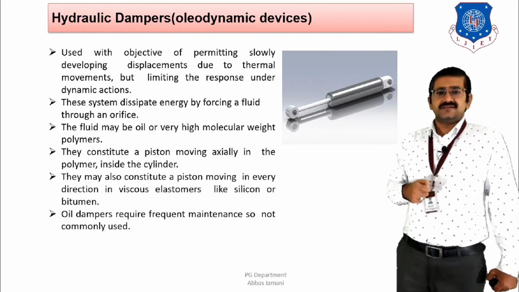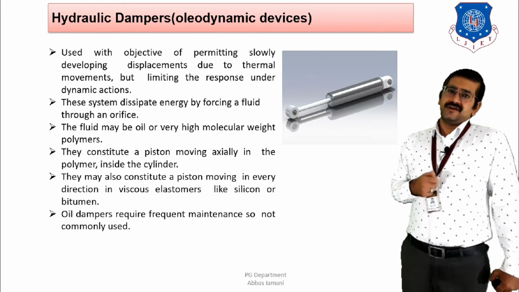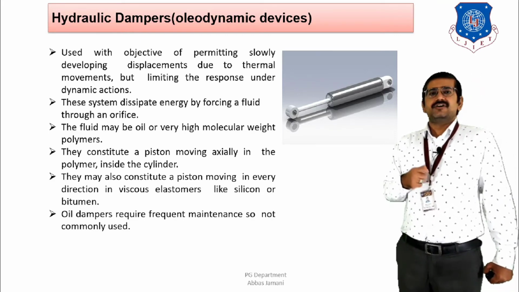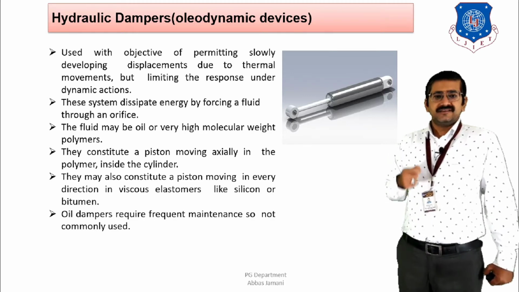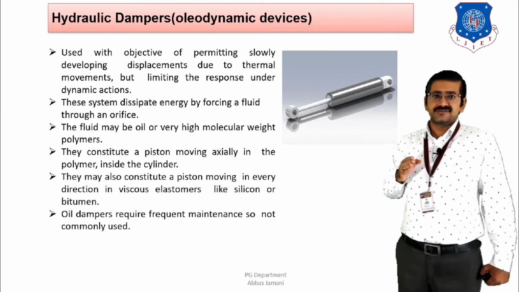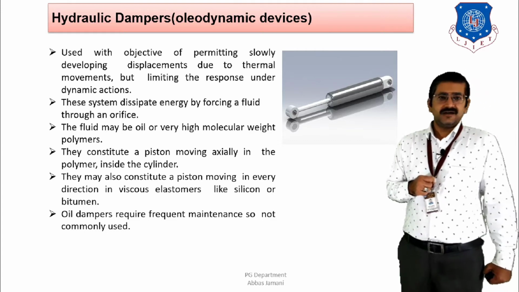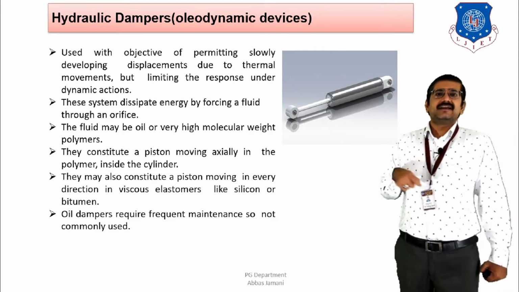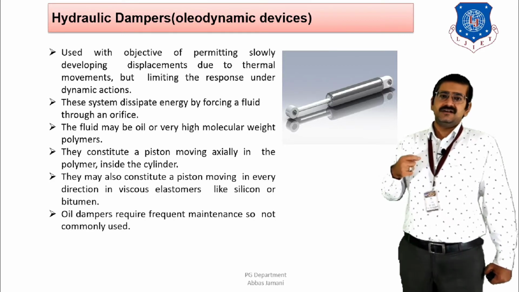Now this system dissipates the energy by forcing a fluid through an orifice. Now what is this fluid? This fluid can be either oil or high molecular weight polymers, right? And the orifice basically consists of a piston which is going to force its way through the fluid in the cylinder. It can be a single cylinder also, and the piston can be allowed movement in all 3 possible directions.